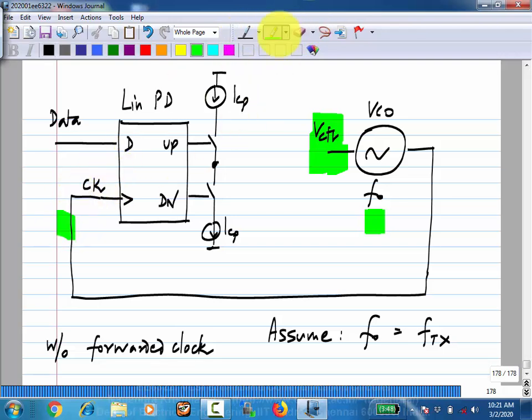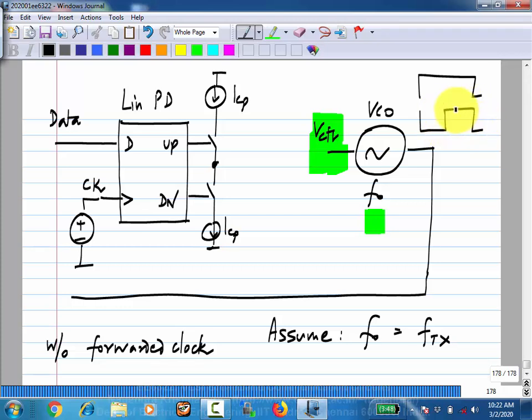So let me again, I break this and I clock this with an independent source which is aligned to the data correctly. Okay. So the data is like this, the clock is like that. This is an independent source. Okay.